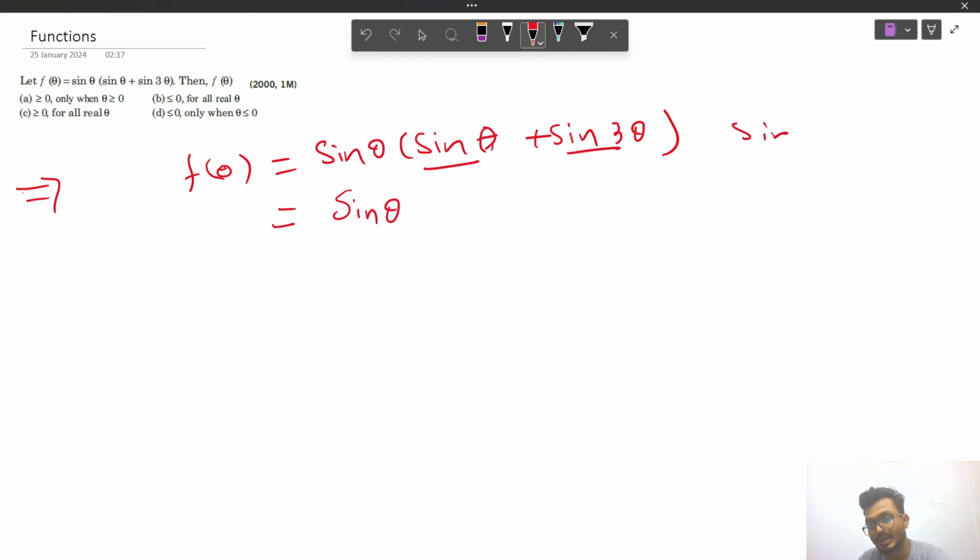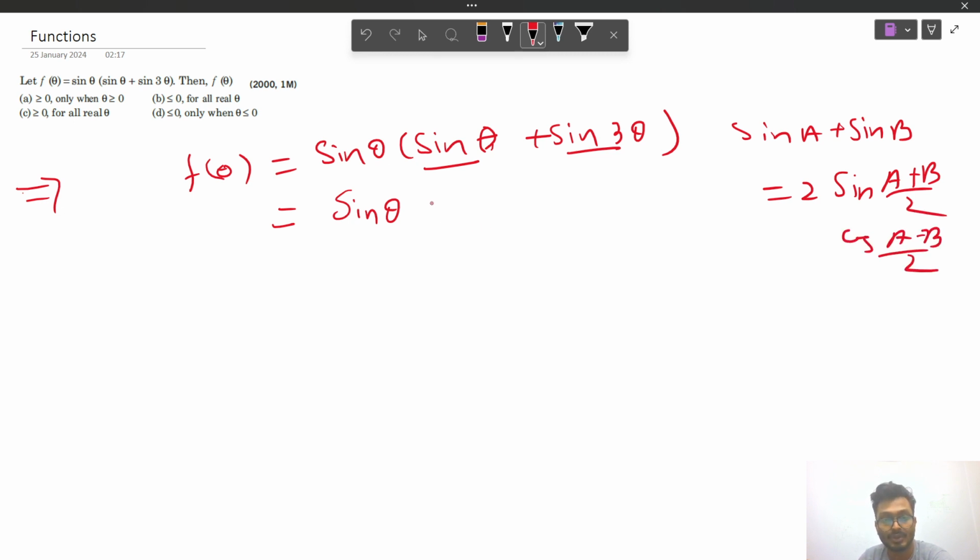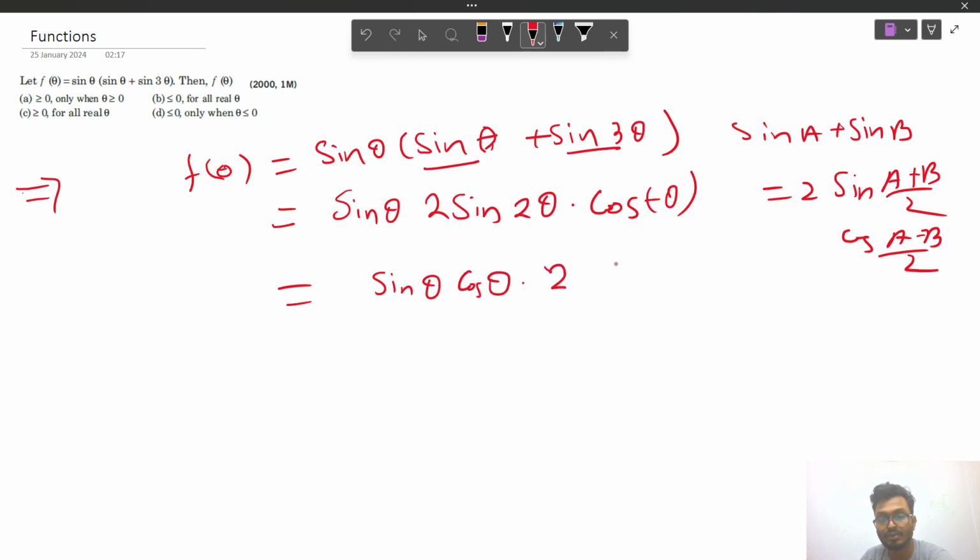We know that sine a plus sine b is nothing but 2 sine of (a plus b) by 2 into cos of (a minus b) by 2. So this will be 2 sine of (a plus b) by 2, that means 2 theta, into cos of (a minus b) by 2, that means cos of minus theta, right? So this will be sine theta, cos of minus theta means cos theta, and into 2 sine 2 theta. Now 2 sine theta cos theta is sine 2 theta, into sine 2 theta, that means sine square 2 theta.